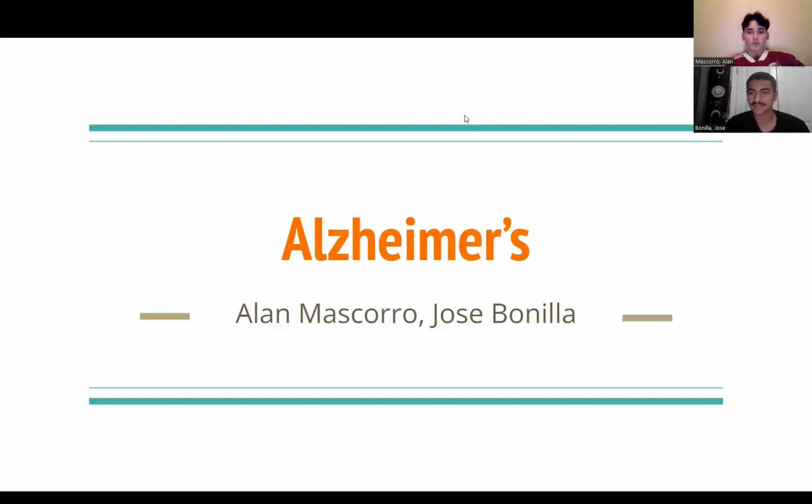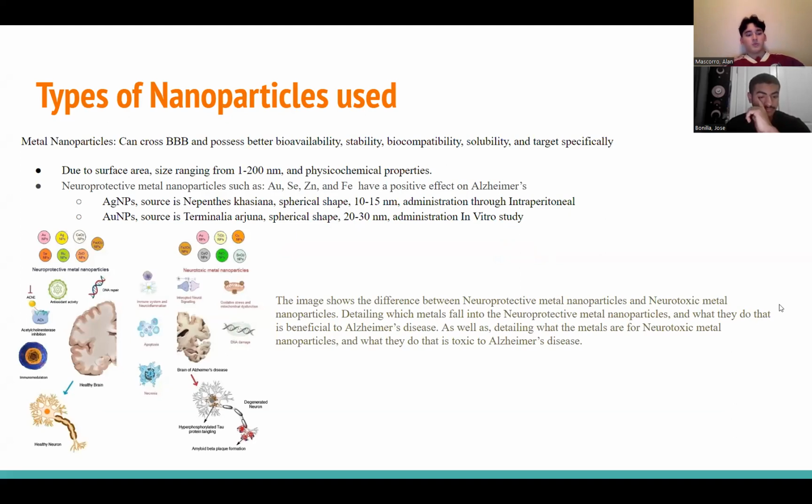Okay, Alzheimer's. This is a project on nanoparticles that Alan Mascoro and Jose Bonilla did. Okay, going on to the types of nanoparticles used.